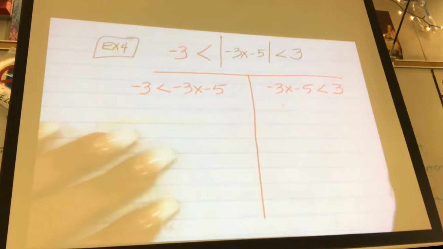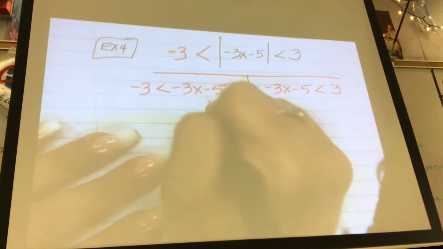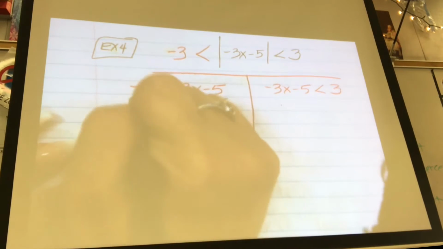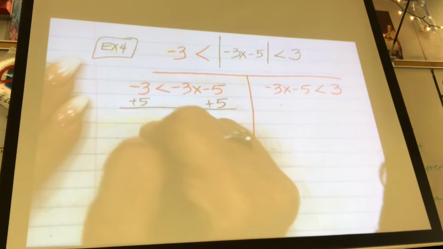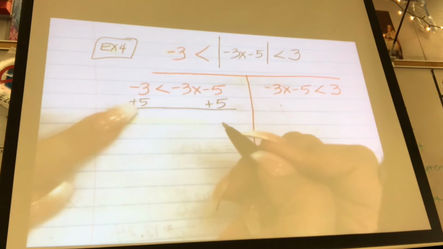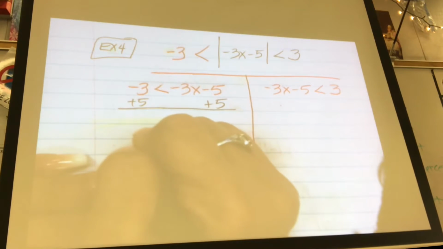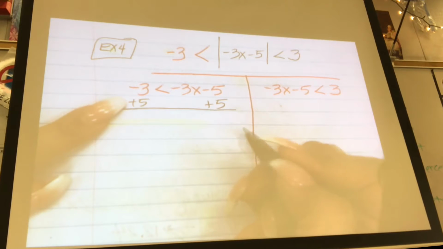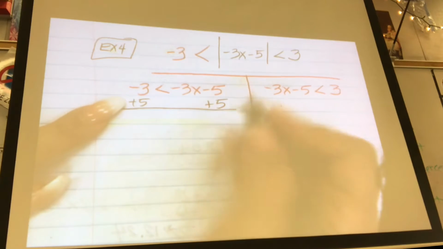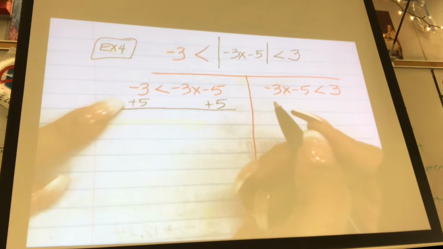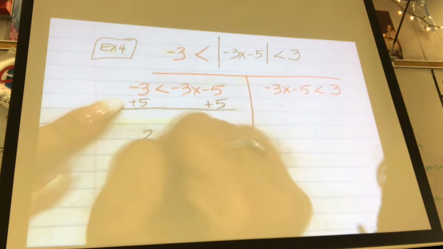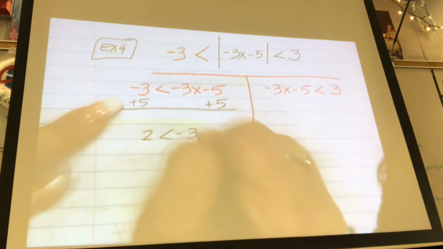Annette, what should I do now? You add 5 to both sides. Moses, what is -3 plus 5? Negative 3 plus 5 is negative 7. Almost. Oh, no, that was a negative. What is it? 2. +2 is less than -3x.